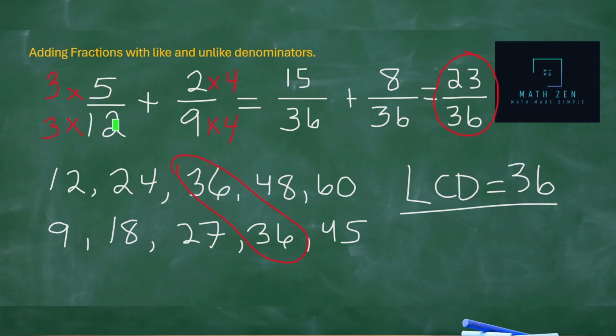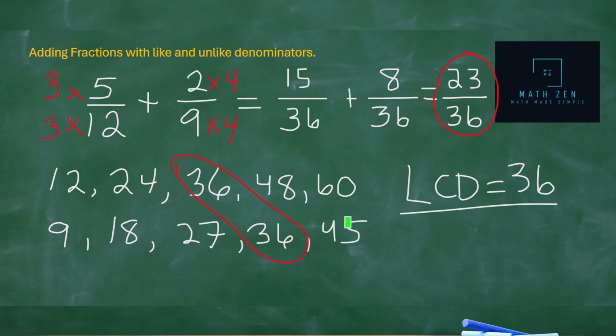And the way that you find that is you take each denominator and you list their multiples. Remember, multiples are just like skip counting. So we take 12, 24, 36, 48, and then 60. And then we do the same with the denominator of 9. We have 9, 18, 27, 36, and 45.